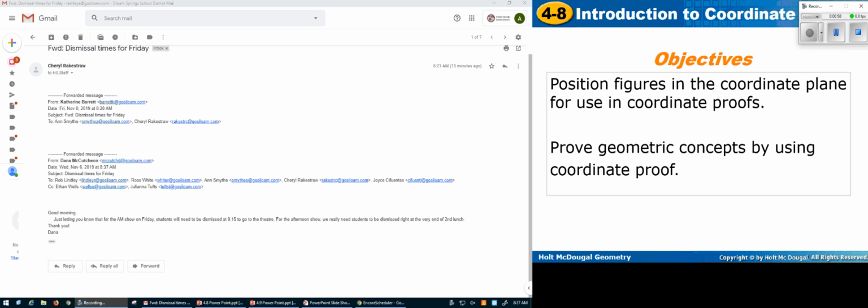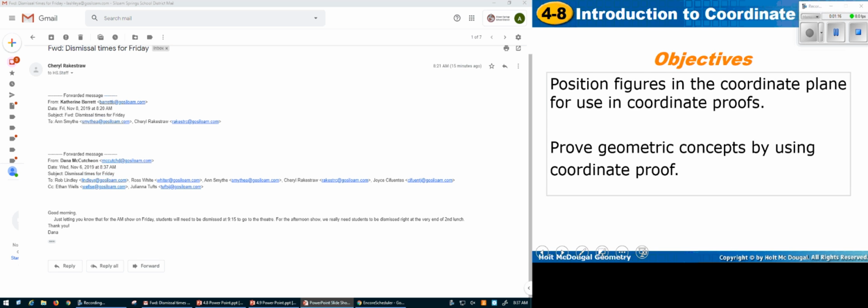And then 4.9 today is really just two theorems and their converses. And it's not about writing proofs today on 4.9. It is just simply, here's a picture. Can you apply the theorem to find a missing angle measure or a missing side length? So it's pretty easy in 4.9.